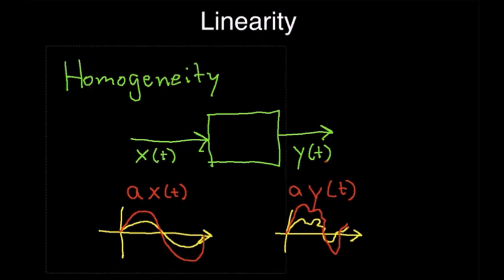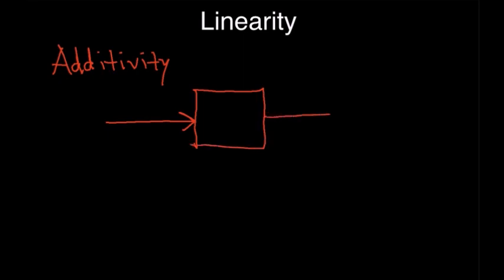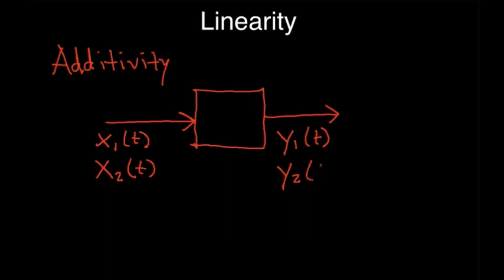The second condition that has to be met in order for a system to be linear is additivity. Okay, and a system is additive if the following conditions hold. So again, we've got our system. It's got an input and an output, and if I put some signal, which I'm going to call x1 of t, into the system, I'm going to get a signal out which is y1 of t. I don't really care what the relationship between x1 and y1 is. I just know that there is that relationship. If I put a different signal, x2 of t, into the system, then I get a different signal out, y2 of t.